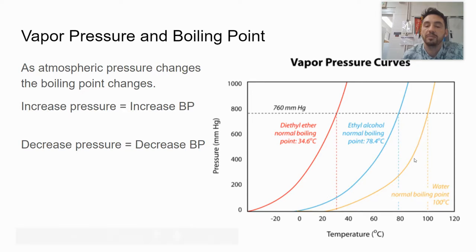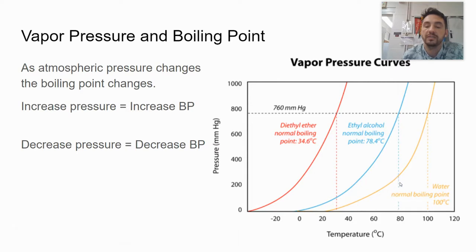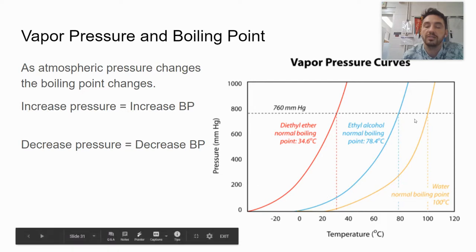If we lower the pressure even more, to 200, it'll boil at about 80 degrees Celsius. So water will boil at about 80 degrees Celsius if we lower it to about 200 or 250. That's how we're reading these charts. You notice that as we increase pressure, we increase the temperature at which it boils, so we're increasing the boiling point, and vice versa. If we decrease pressure, we're decreasing the temperature at which something boils. Okay, and that's it.